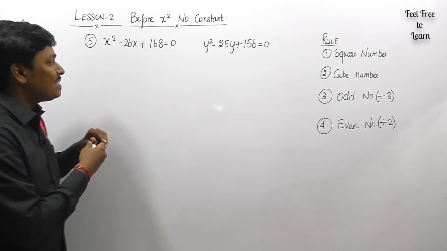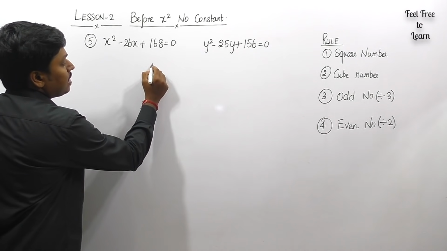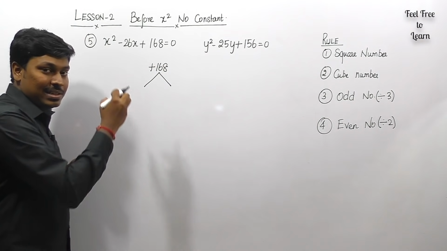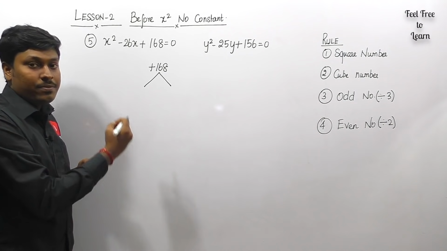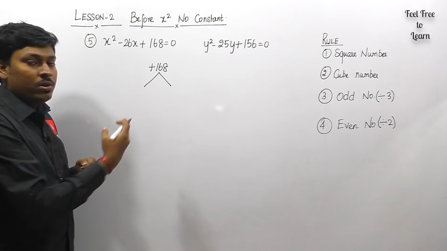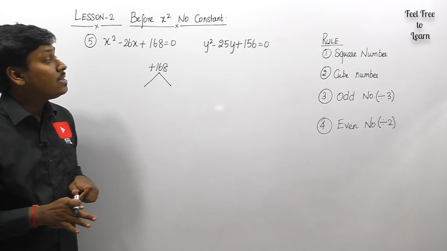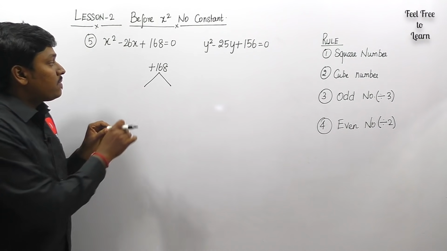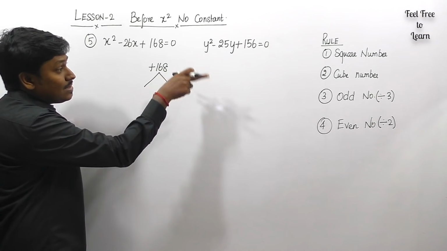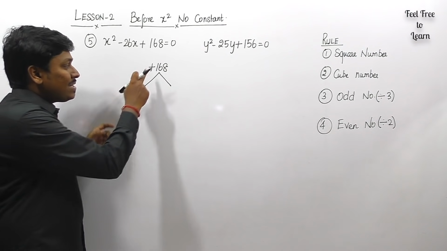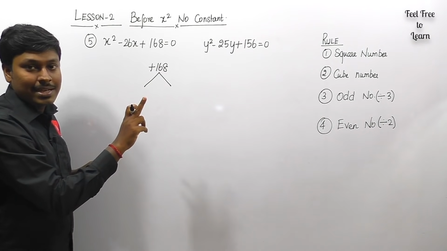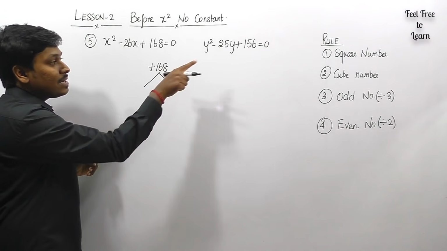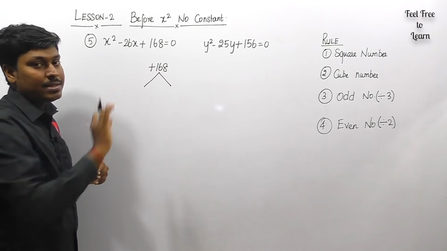By seeing this 168, the number is plus 168. Now we need to find the factors. Listen carefully how I am solving. If you are a beginner, practice more questions, and you will easily crack this type of quadratic equation within 20 or 30 seconds. So friends, 168, just check which rule it satisfies. Is 168 a square number? No, 168 is not a square number. 169 is a square number, but 168 is not. So rule number 1 is eliminated.